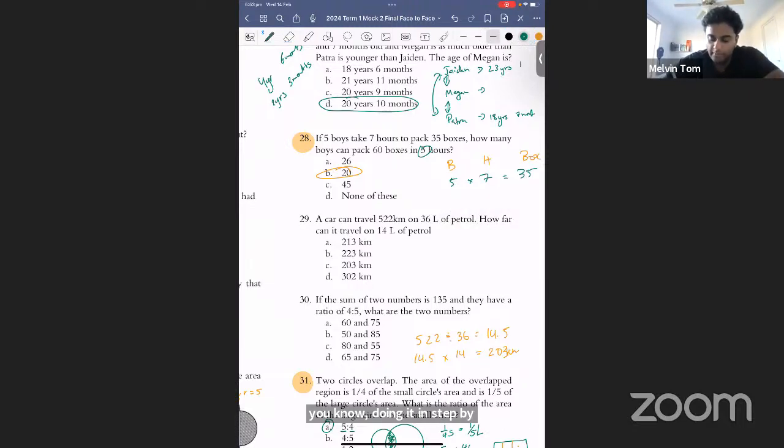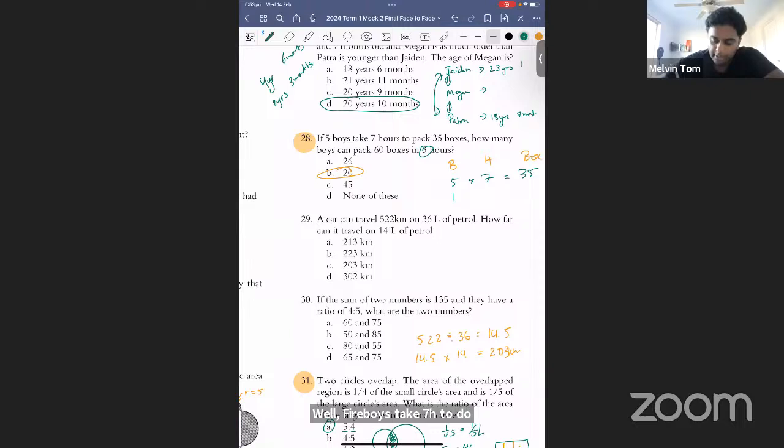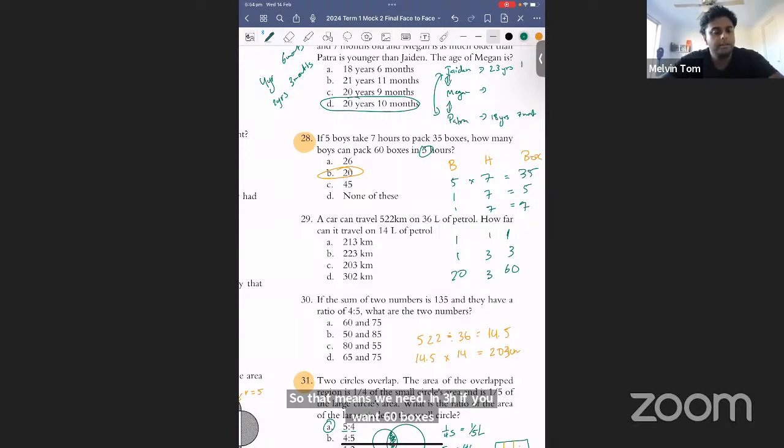would be you say, well, 5 boys take 7 hours to do 35 boxes. That will mean that 1 boy in 7 hours can do 7 boxes. Or 1 boy in 1 hour can do 1 box. Then we have 1 boy in 3 hours can do 3 boxes. So that means in 3 hours, if we want 60 boxes done, we need 20 boys. Do you understand?